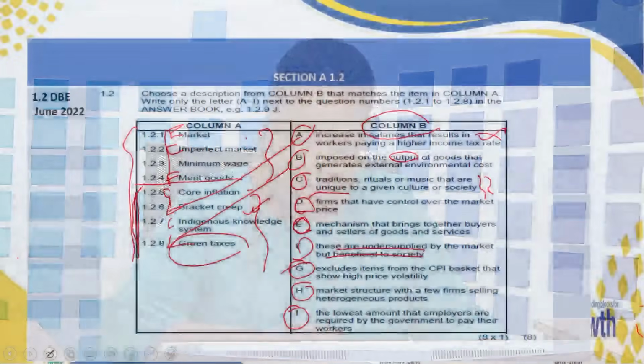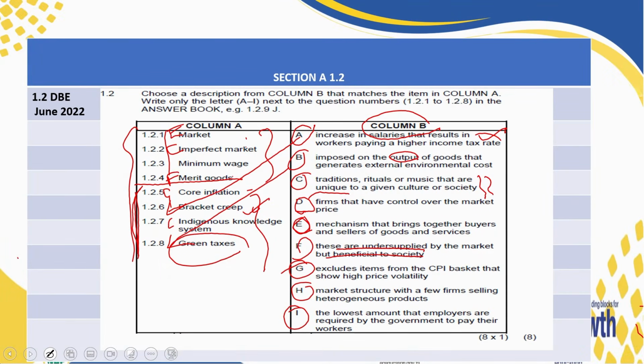Let us look at I. The lowest amount that employers are required by the government to pay their workers. We know it by heart. It's our minimum wage. And at this note, you can even try and draw and explain minimum wage. But let me explain a little bit on distractor.